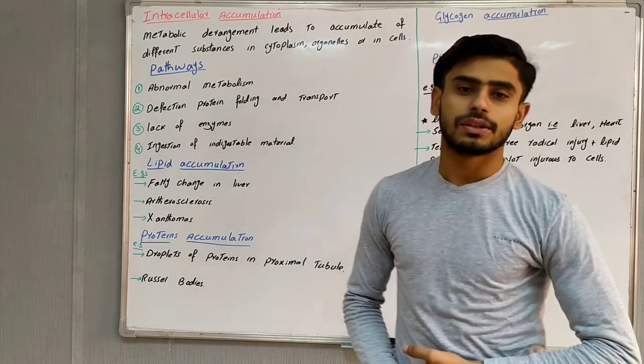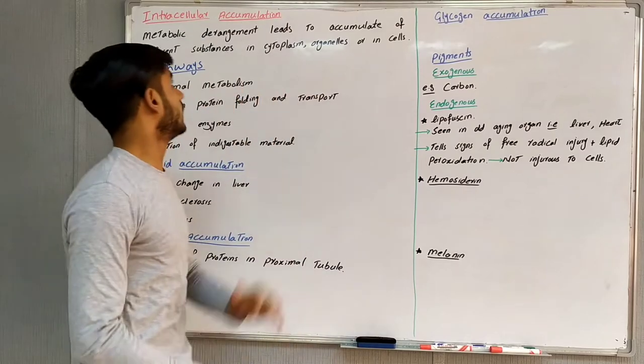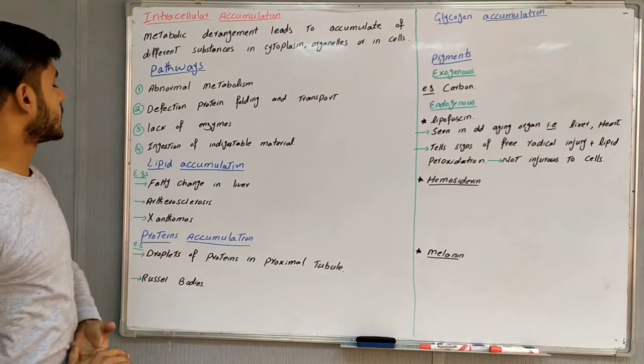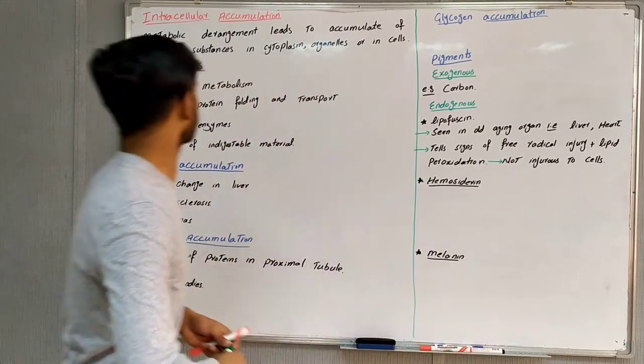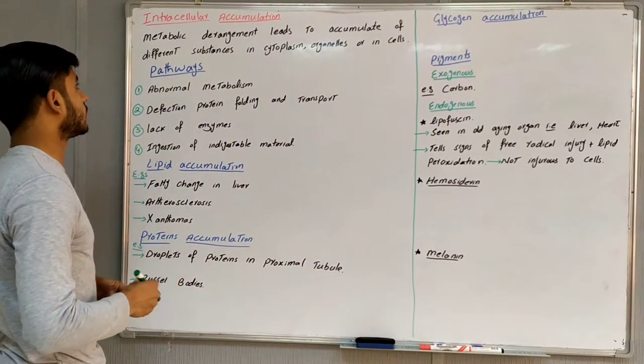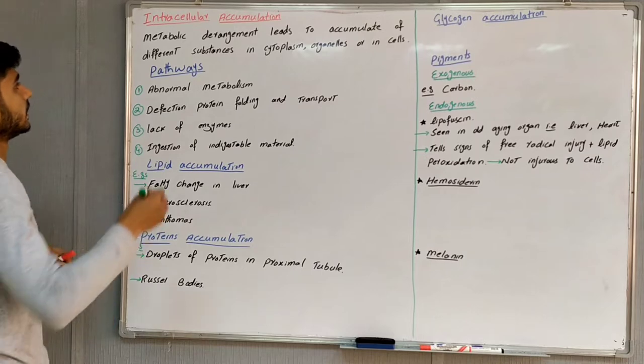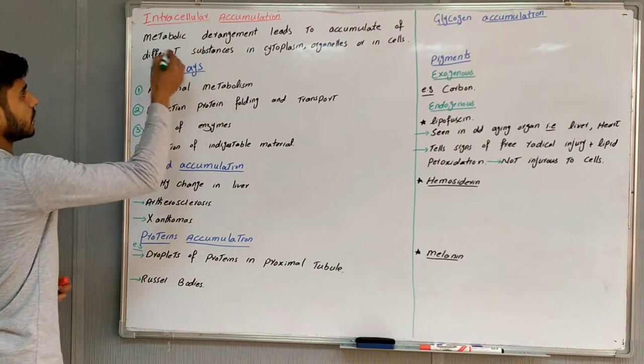Guys, my name is Jamil and today our discussion is about the intracellular accumulations that may result from cell injury. The result of cell injury may be caused by intracellular accumulation. First we will define what intracellular accumulation is. So this is the definition.